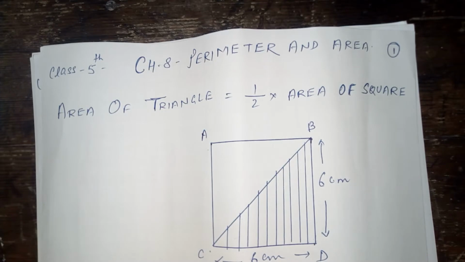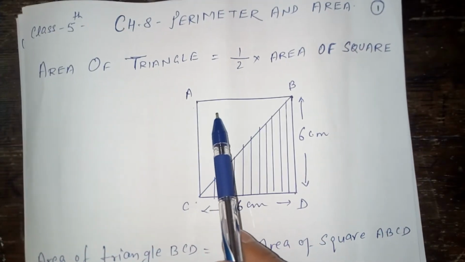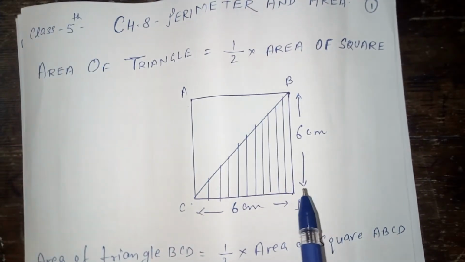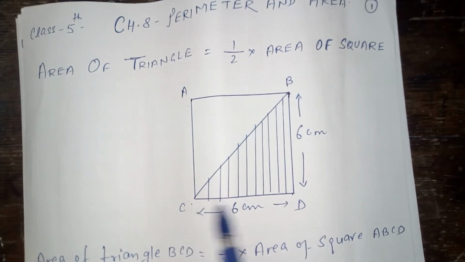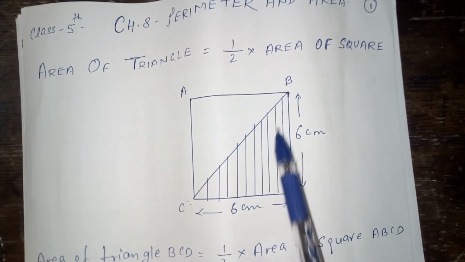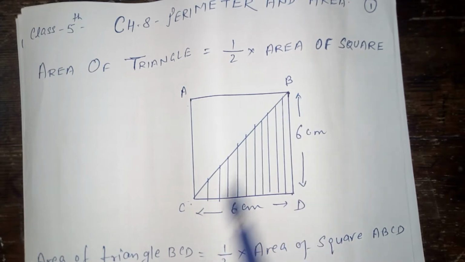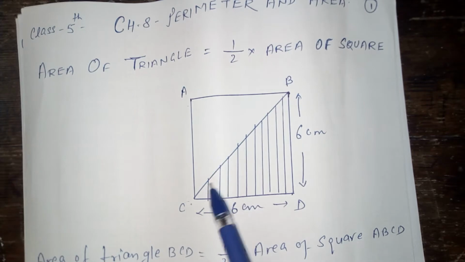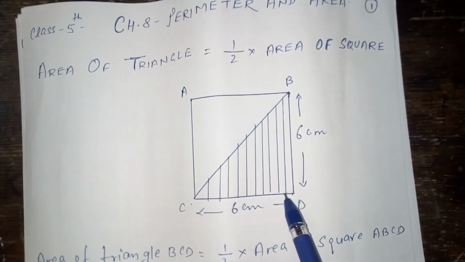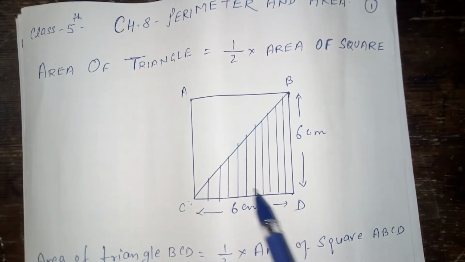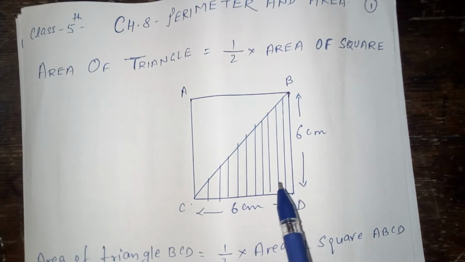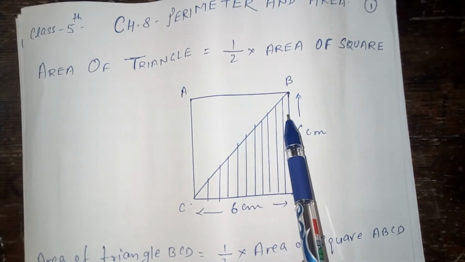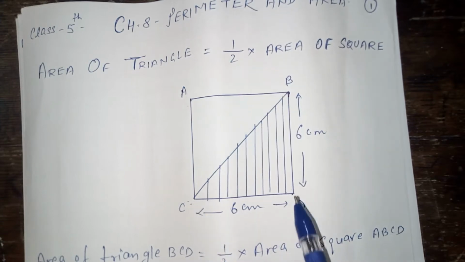Now today we will discuss how to find the area of a triangle. My dear students, as you are looking, ABCD is a square, and in this square BCD is a triangle. BCD is the shaded portion. So how will you find the area of triangle BCD?